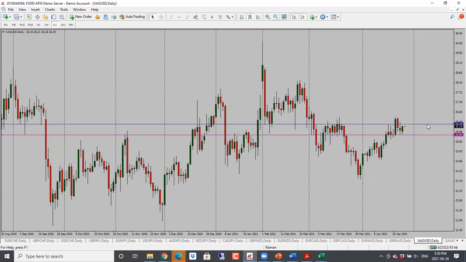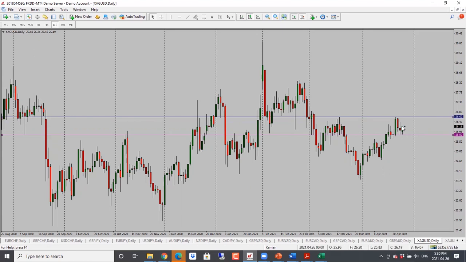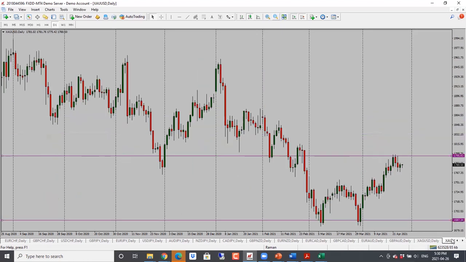But watch out for it. It is into resistance currently. So where it is right now, it could turn around. So I would be careful with this one. Right now, neutral to slightly bullish bias here for silver.